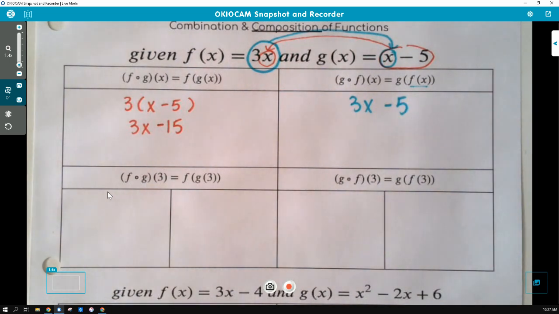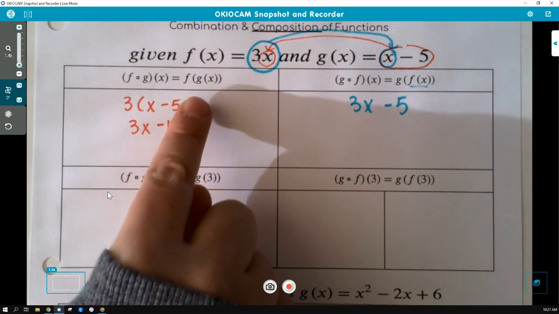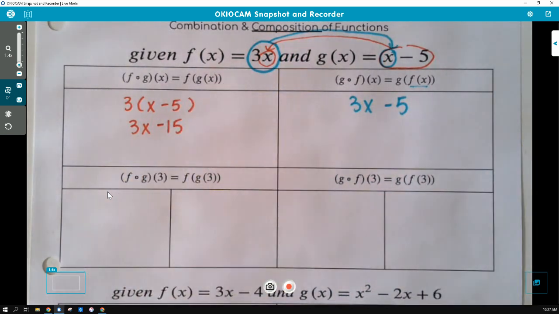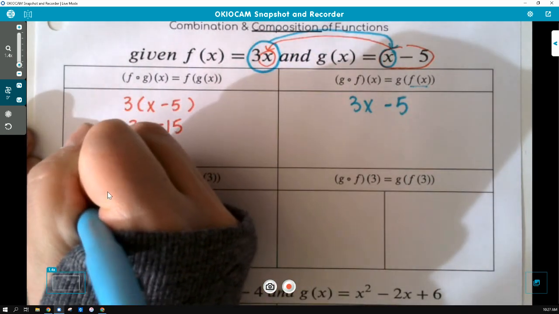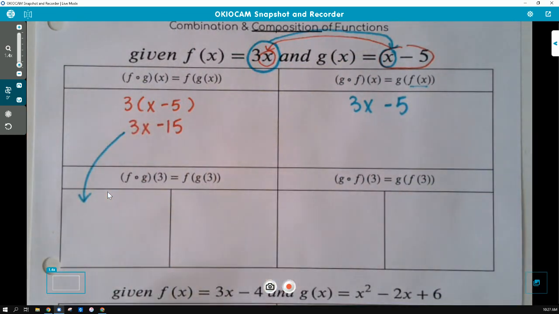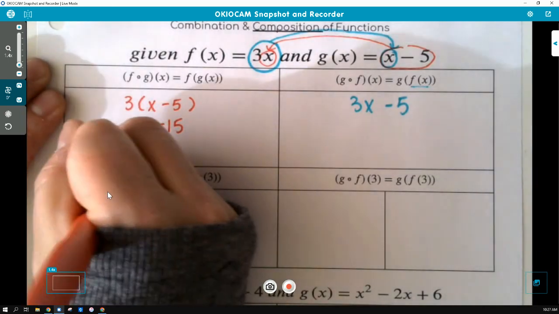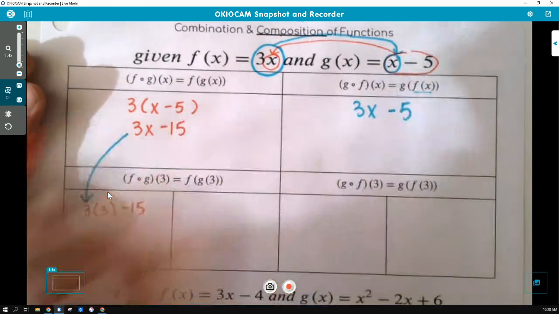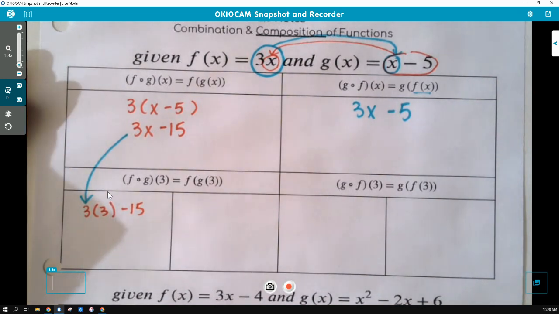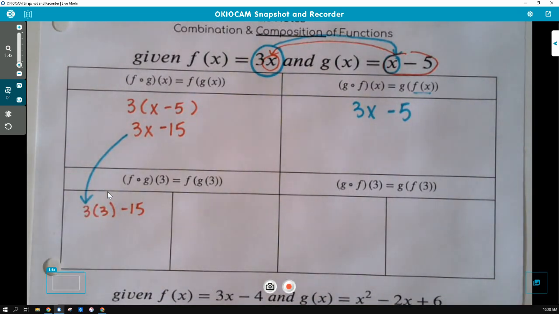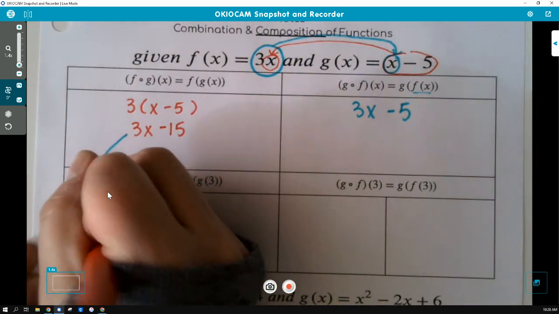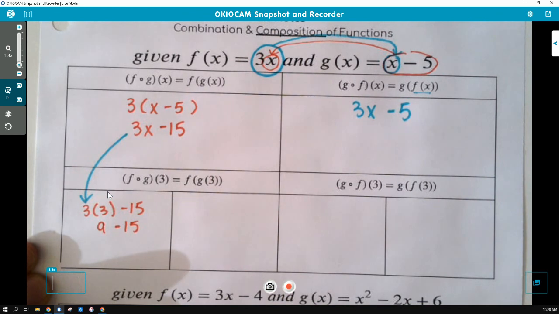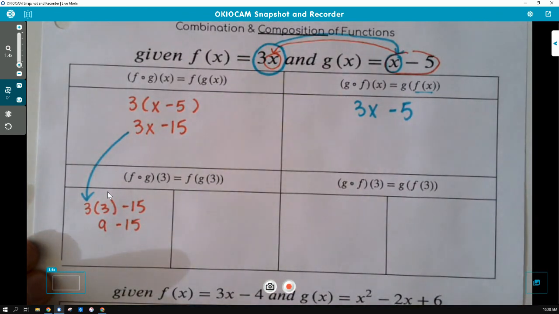So we have a couple ways we can do that. The first way that we can do that is we can know that we already found f of g of x. So that's 3x minus 15. I'm going to take that 3x minus 15. I'm going to plug in 3 for x. So it'll be 3 times 3 minus 15. 3 times 3 is 9. 9 minus 15 is negative 6.